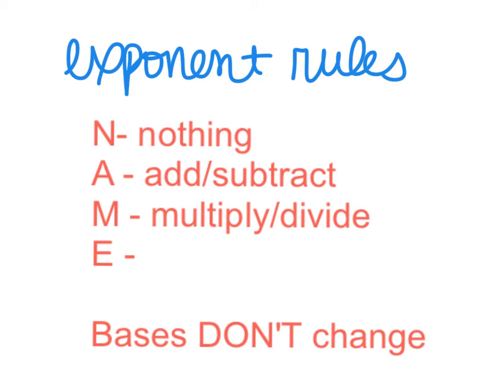Recall that today we learned about our rules of exponents. Remember, exponents are our little numbers. So if I have x to the 7th, my exponent is 7. And this right here is my base. The x is my base.